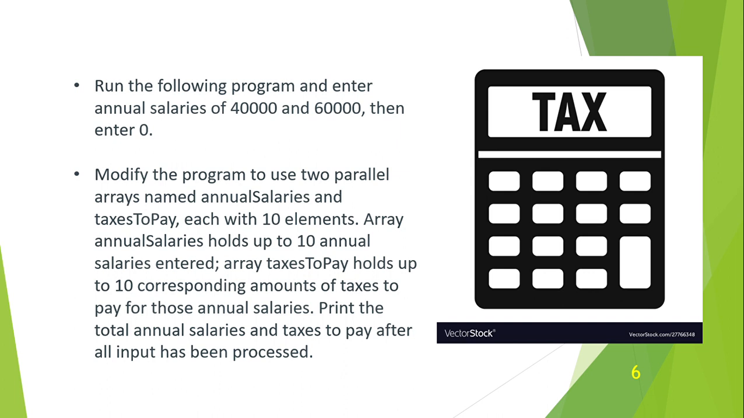So we are modifying the program to use two parallel arrays named annual salaries and taxes to pay, each with 10 elements. And array annual salaries holds up to 10 annual salaries entered. I mean the size of the array annual salaries is 10, and the taxes to pay array contains 10 corresponding amounts of taxes. So finally we're going to print the total annual salaries and taxes to pay after all input has been processed.